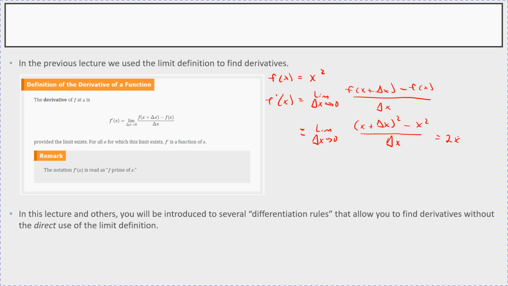So what I want to do in this lecture and in the ones that follow is introduce several differentiation rules that allow us to find derivatives without the direct use of the limit definition, so maybe there's a shortcut way. All these differentiation rules are going to be shortcut methods for finding the derivative. We're going to use these rules every single lecture from here on out, so it's important that we have a good, deep understanding of all the rules.